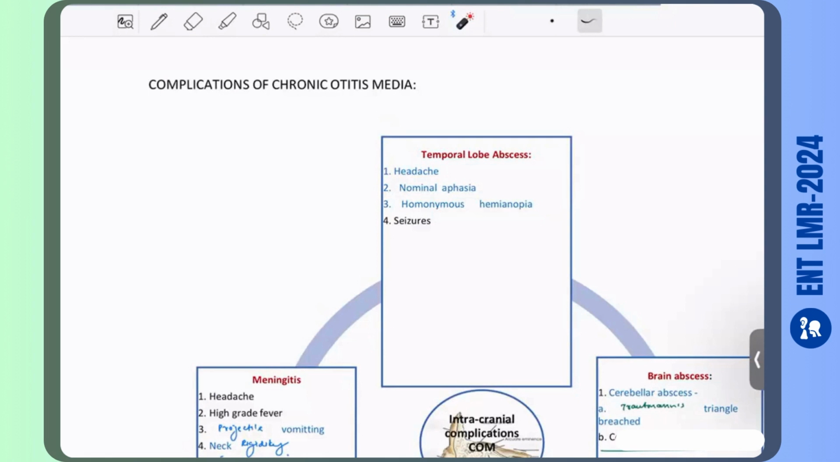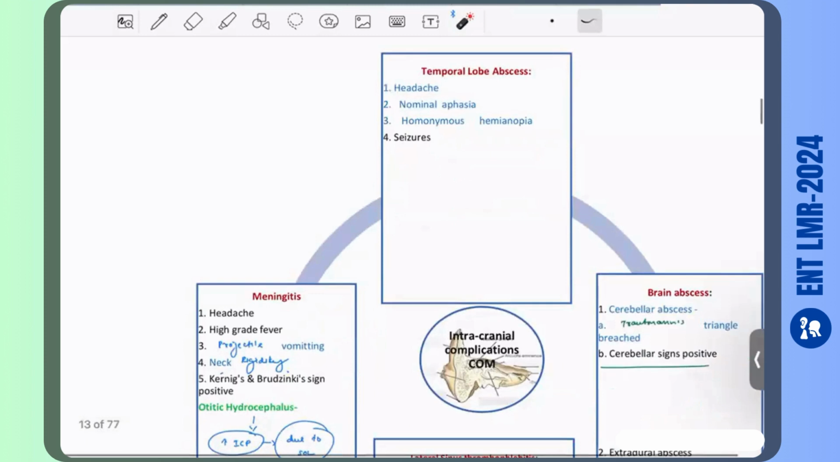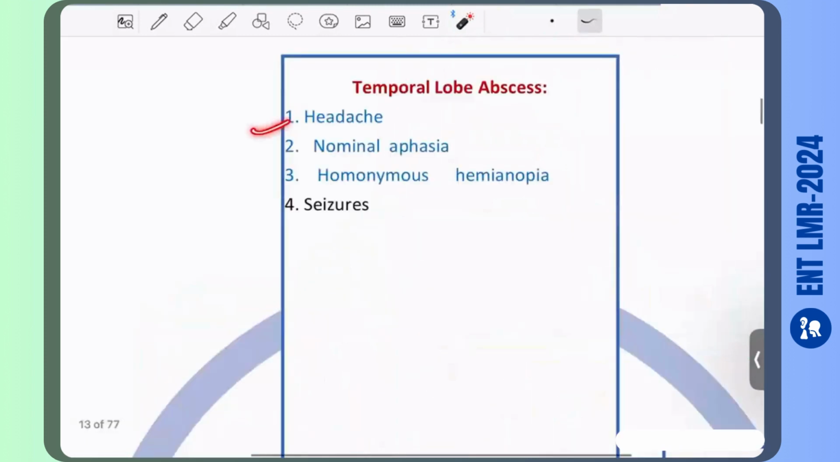The CSOM can travel into the temporal bone alone, or the CSOM can enter into the cranial cavity also. If it enters into the temporal bone alone, it will cause a few complications. If it enters into the cranial cavity, it will cause a different set of complications. What are they? First one is temporal lobe abscess, very important. The patient will experience headache, nominal aphasia, homonymous hemianopia, seizures. Out of which nominal aphasia is very, very important.